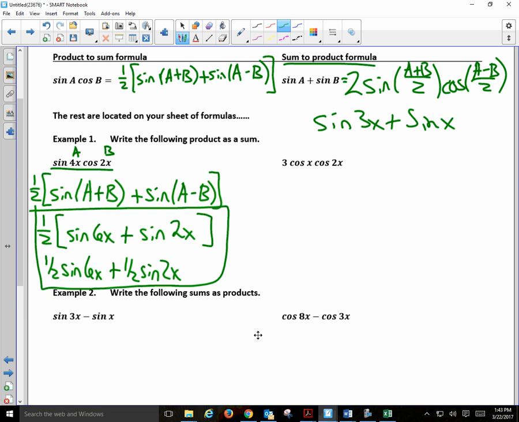Okay? Let it go. If you want to write all over 2, that's fine as well. Yep. All right, what do we got? Cosine times cosine. Give me a formula.